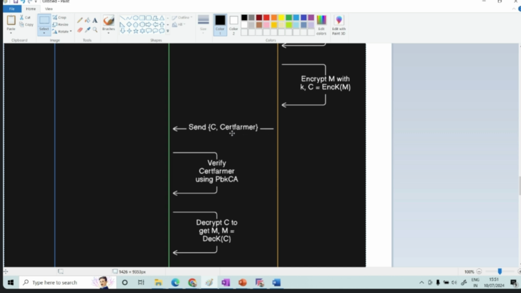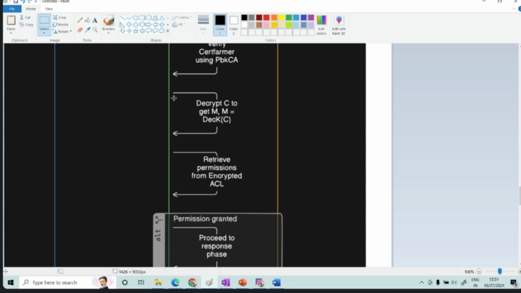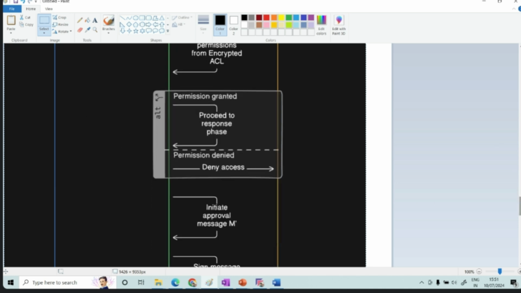Then this ciphertext and the farmer's certificate are sent to the controller. Then the controller verifies the farmer's certificate by using the public key of the certificate. Then it decrypts the ciphertext C to get the message M, where M equals decryption of C by K. Then it retrieves the permission from the encrypted ACL. If the request made by the farmer and the permission given in the access control list match, then permission is granted and the response is sent.